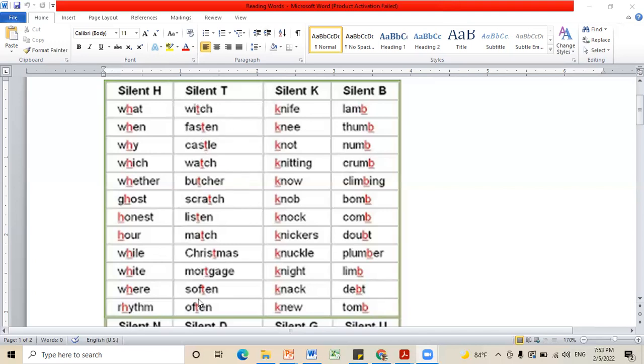So I will explain a few of these words. I think you might know the meaning of these words, but what do we mean by butcher? Do you know what we mean by butcher? Right. A butcher is a person who sells meat.